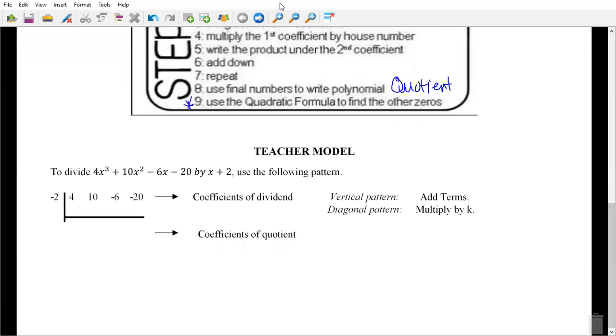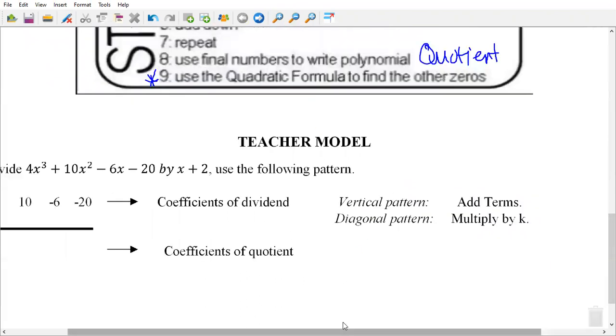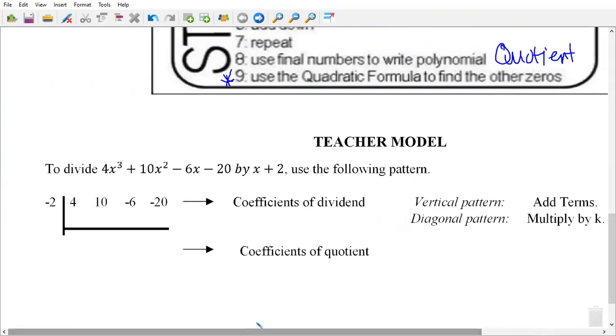All right, so let's go through the teacher model. So we have 4x cubed plus 10x squared minus 6x minus 20 by x plus 2. So first step is to find our 0. If I was to set this equal to 0, x would equal -2. So that's the value that goes in my house. Step 2 is to list out your coefficients: 4, 10, -6, -20.